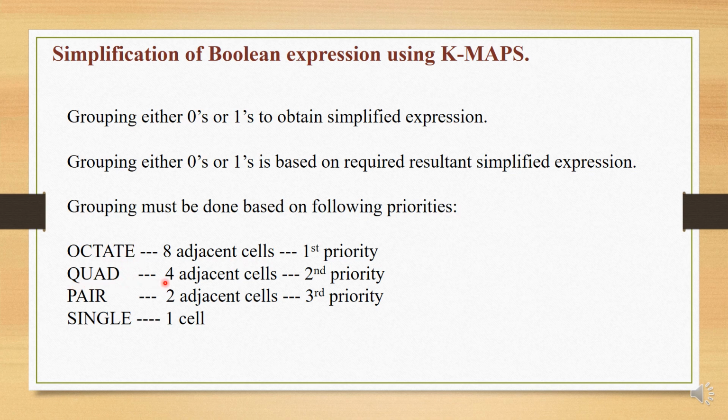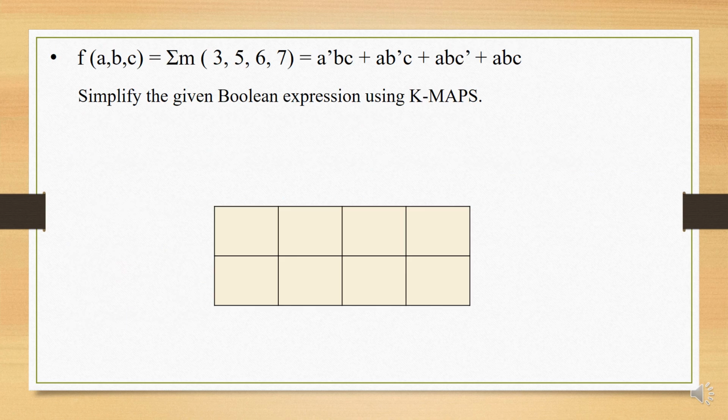Next we look for 4 adjacent cells, that is a square. It can be either logic 0 cells or logic 1 cells, based on the required resultant simplified expression. The next priority is adjacent 2 cells, where we form a pair, and the last priority is a single 1 cell. This single cell can be either 0 or 1 based on the required resultant simplified expression. Now quickly we shall go to an example and simplify the Boolean expression.